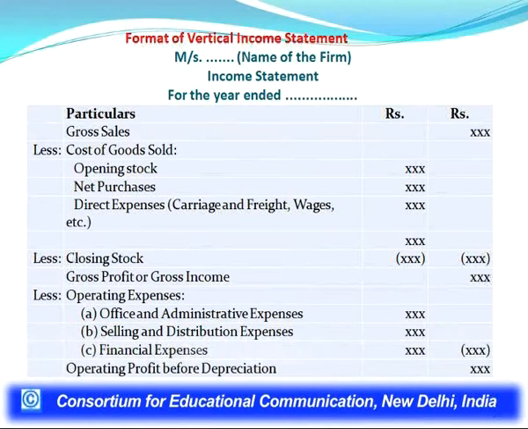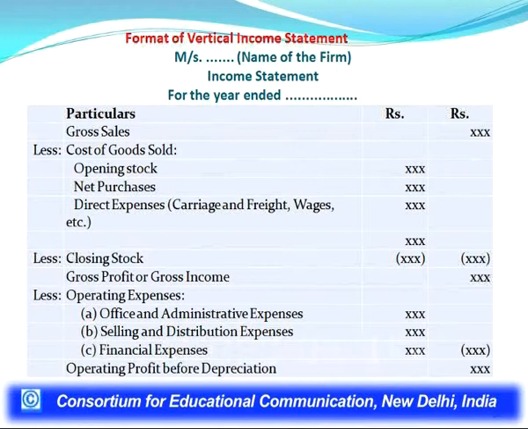Then direct expenses. Direct expenses are those expenses which have been incurred on purchase of goods or on manufacturing goods. And then we shall deduct the closing stock and we will find out the COGS or cost of goods sold, and cost of goods sold will be deducted from the net sales and the balancing figure will be gross profit or gross income, and if it is in minus, then this will be gross loss.